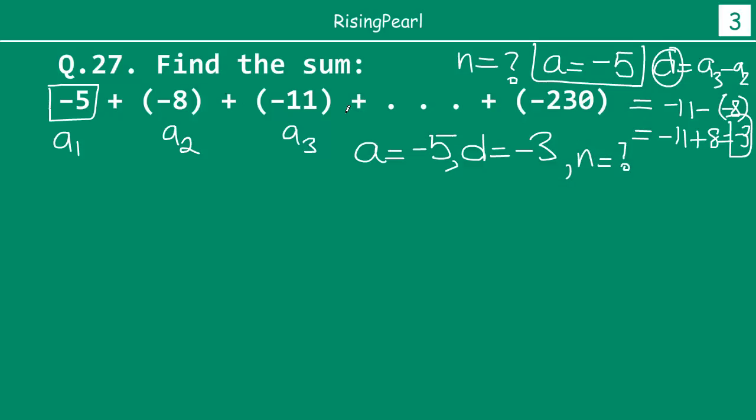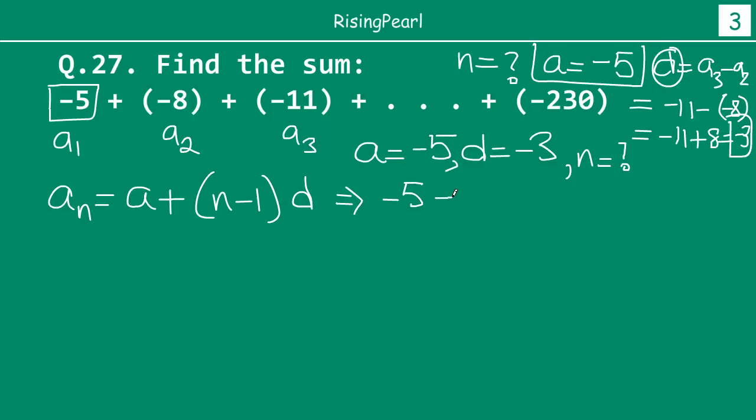So let's say there are total n number of terms here in this series. Then the nth value, there are total n number of terms, so the last term is the nth term, that is a plus n minus 1 times d, correct? Now a is minus 5 plus n minus 1 times d is minus 3.